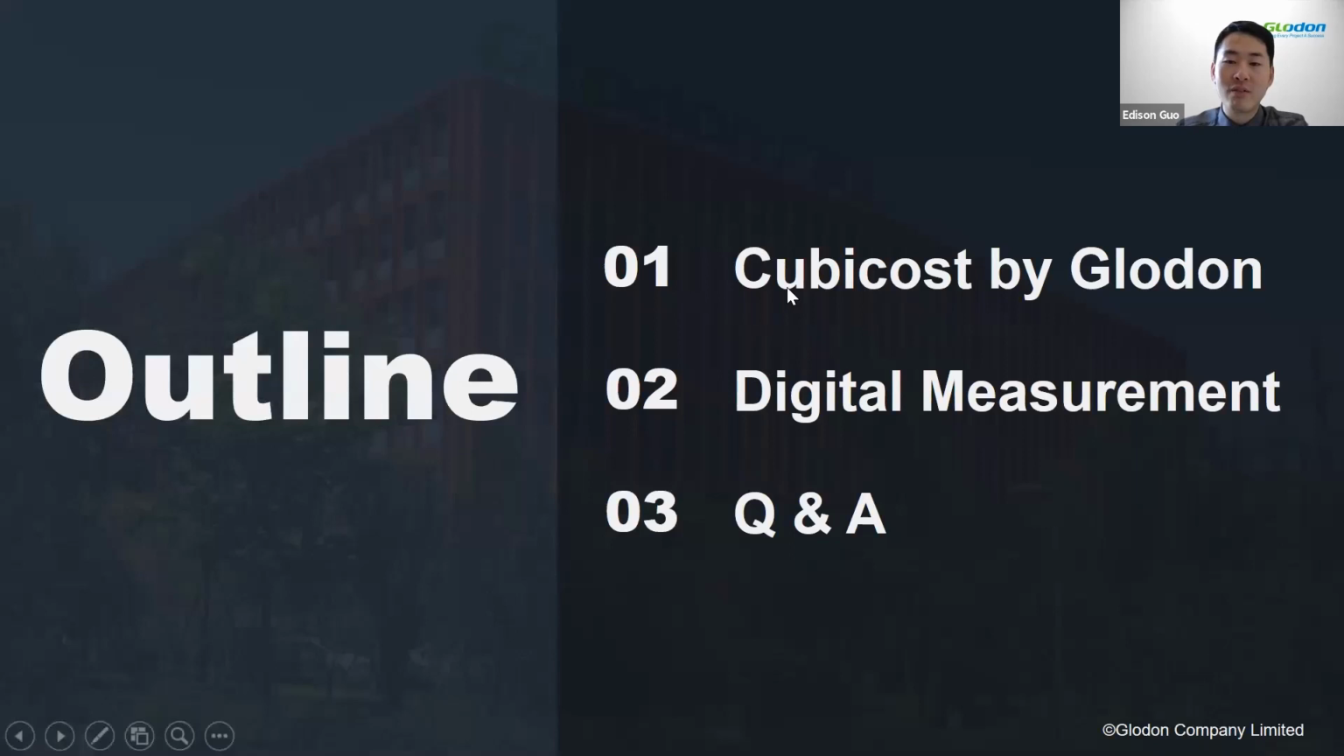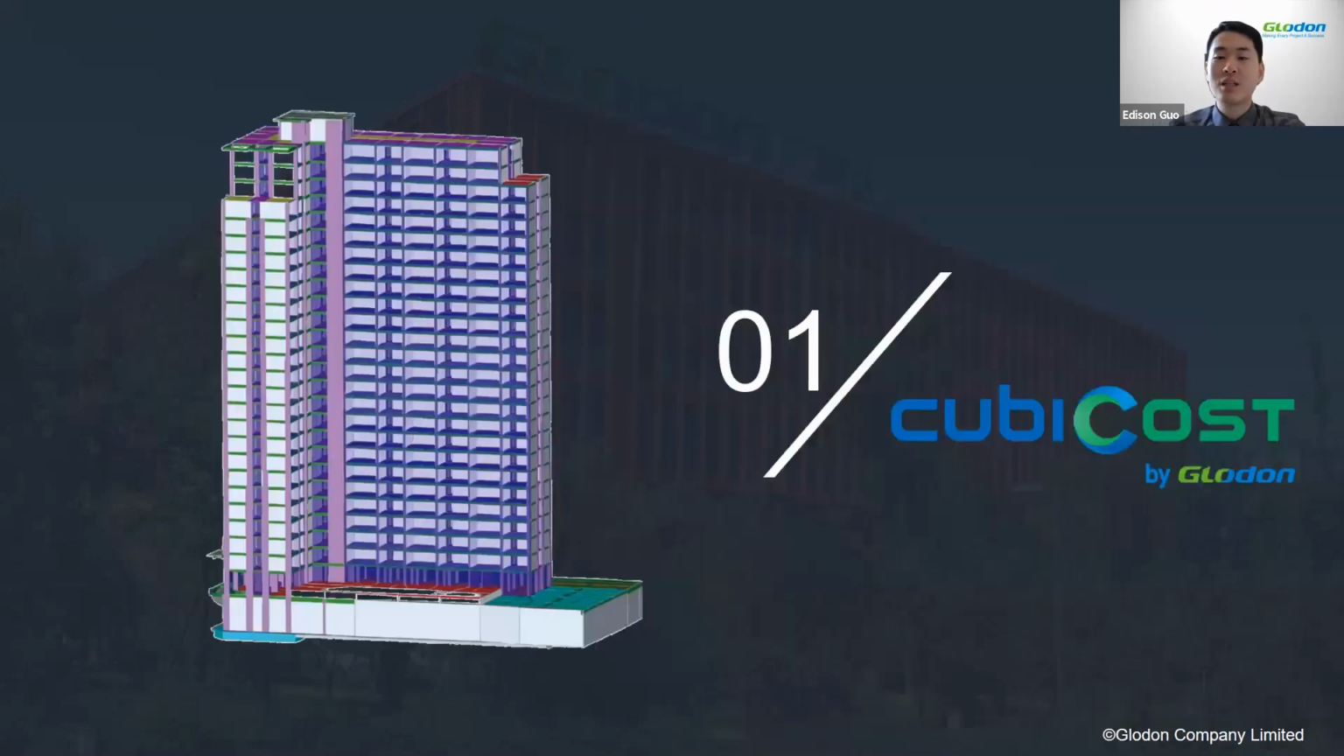This is the outline for today. First, we're going to talk a little bit about our parent company, Gloden, then our software, Cubicost. Second, Mr. An will show you our digital measurement, how we use our software in a real customer testimony. Third is question and answers. All right, let's get started. Cubicost, the quantity surveying measurement software presented by Gloden.